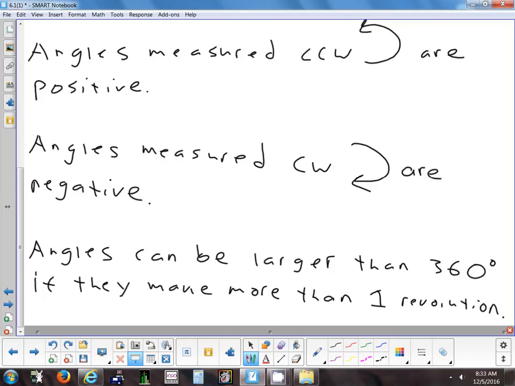Generally, I'm not going to have you sketch angles that are more than 360 on paper, but if I did, like if I said to you, sketch a 450-degree angle, it would look just like this. That's your initial. That's your terminal. But 450 degrees means you've gone around like that. Okay, you made one revolution, that's 360, and then you went 90 degrees past it. Okay, any questions on that?